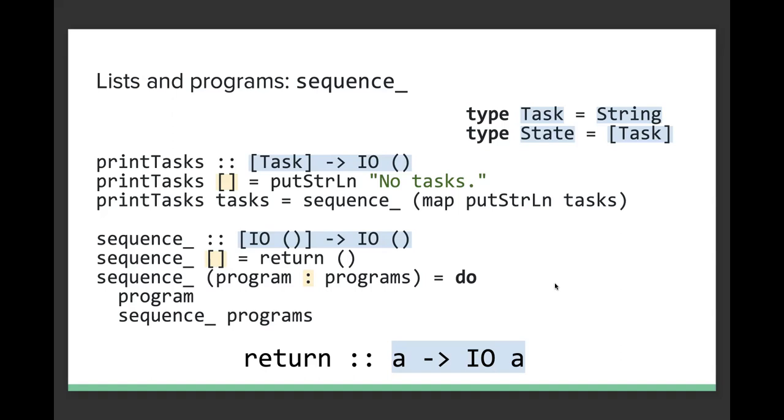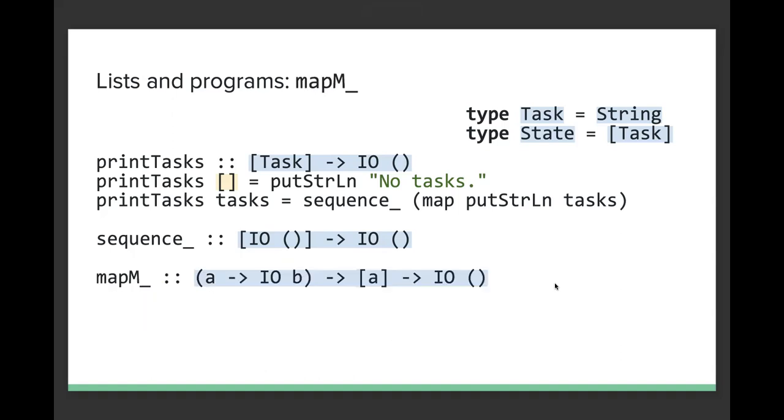Okay, very good. So now we have this sequence, and we can use it in combination with map to apply this function, which produces a program, to every task in the list of tasks and print out all the tasks. Now, this combination of sequence and map is very common. In fact, there is a slightly more general function called mapM_, with a capital M and underscore. Its type is actually more general, and the type of sequence is more general than I'm showing you. But for now, we can just assume that everything is IO.